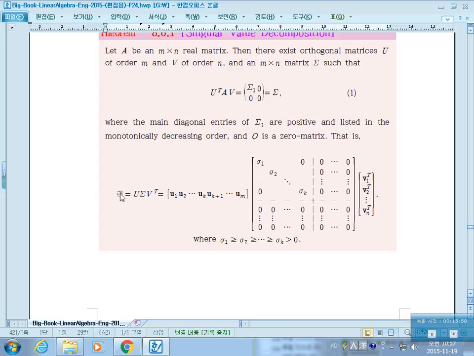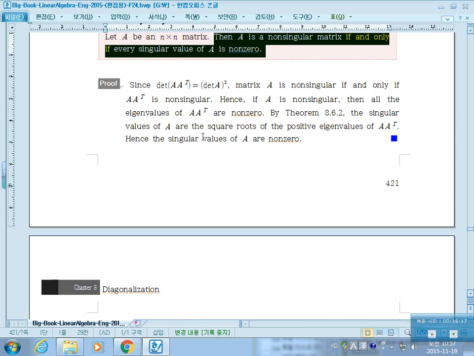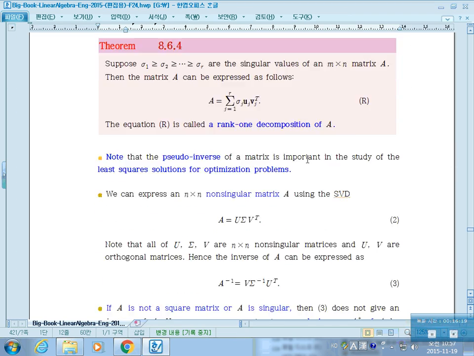So if the determinant of A is not 0, then none of these factors is 0. So you only have the sigma i's all positive, isn't it? So all the singular values should be positive if A is an n by n non-singular matrix. That's the proof of this. Okay, that's what it shows.